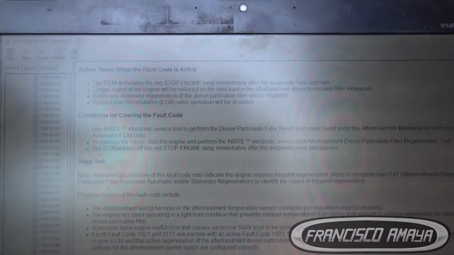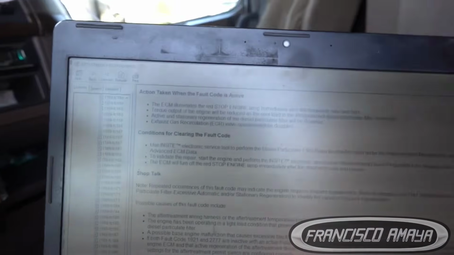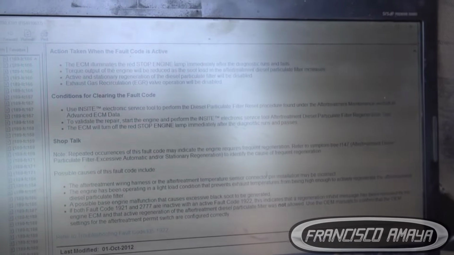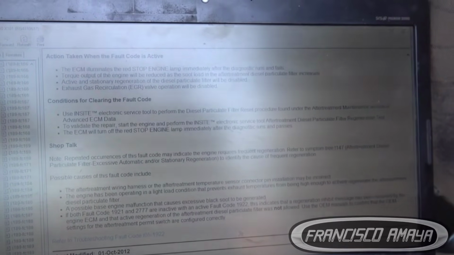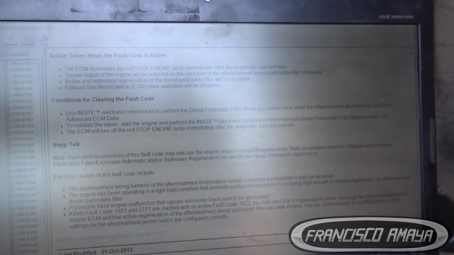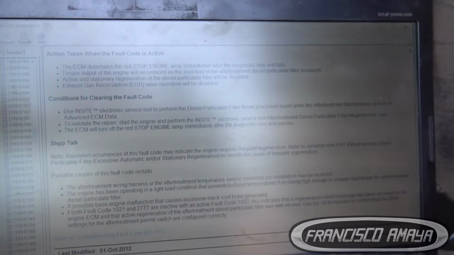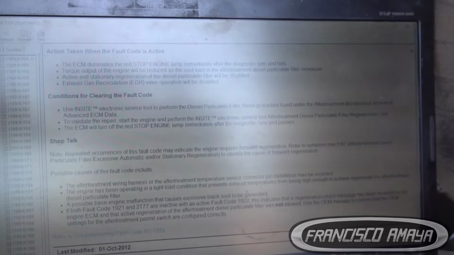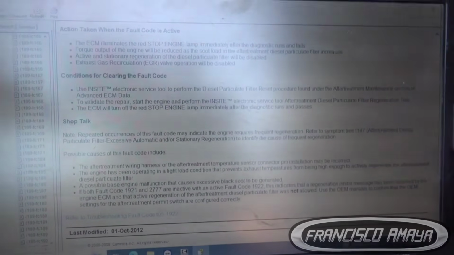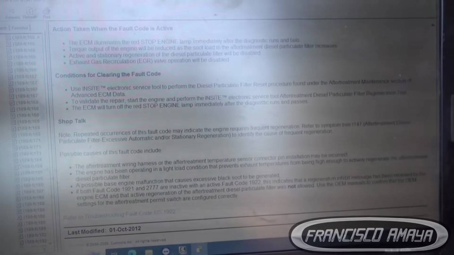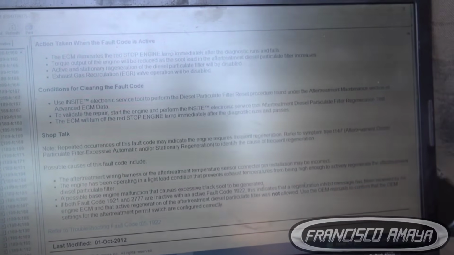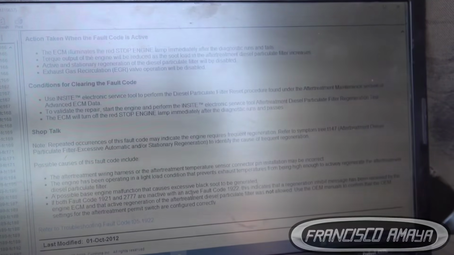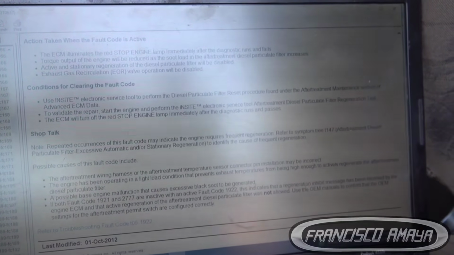So the possible causes, it says, the after treatment harness or sensor could have damage, or the engine has been operating too light, and then a possible base engine manufacturer issue, excessive black soot generation. Okay, that could be a reason why. And then if there are two codes, it indicates that the regeneration high message has been received by the ECM, and active regeneration of this particular filter was not allowed.